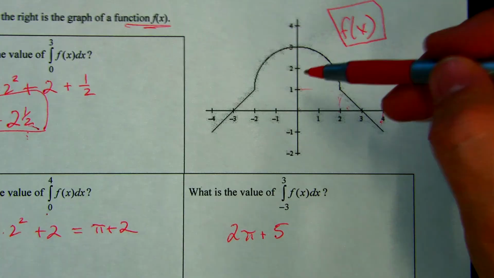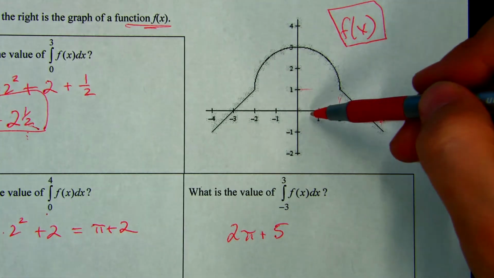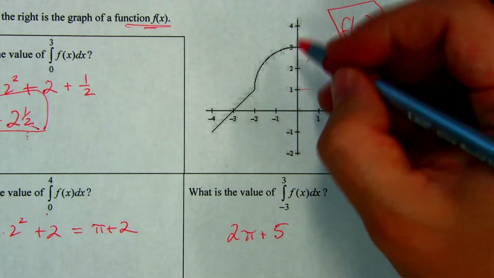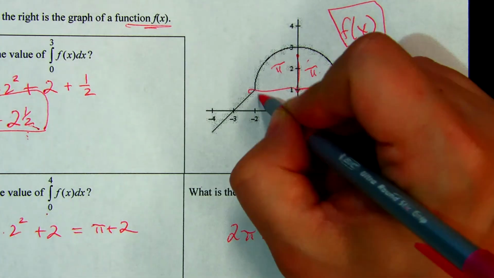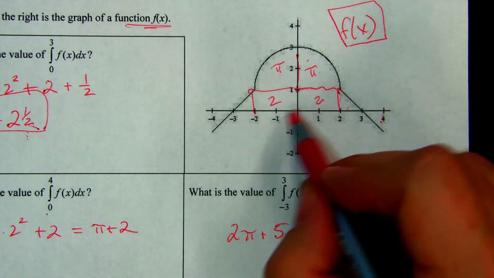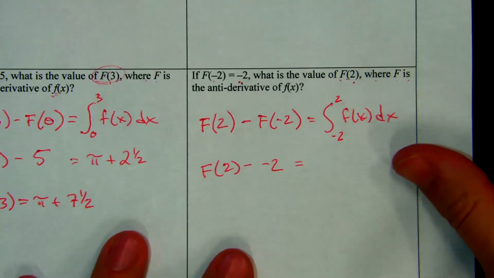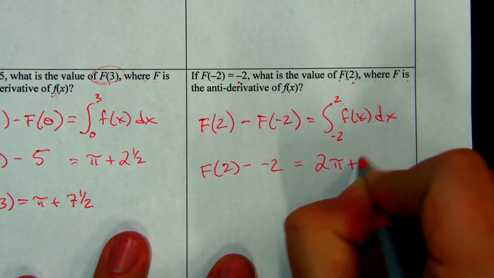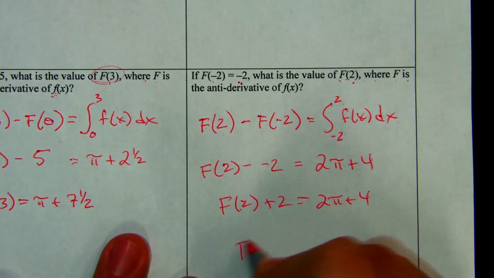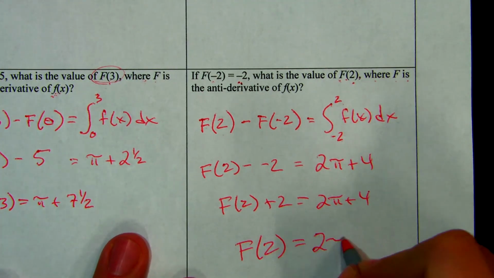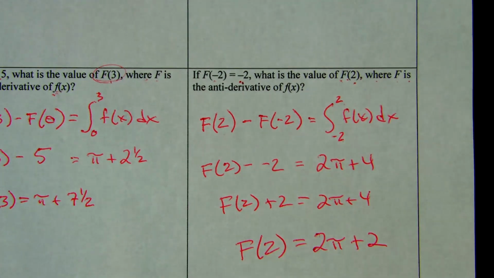Okay, again, this is even, so I can just go from 0 to 2 and just double it. Well, from 0 to 2 is going to be pi, I know I figured that out already. This is pi, and this is 2. So the whole thing from -2 to 2, the area is 2 pi plus 4. So I'll go back down here. So this is equal to 2 pi plus 4. So F of 2 plus 2 equals 2 pi plus 4. F of 2 equals 2 pi plus 2. All right, that's it. That's the end of the notes on properties of definite integrals.